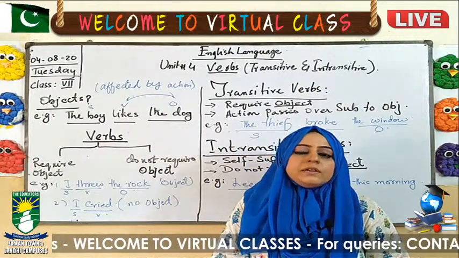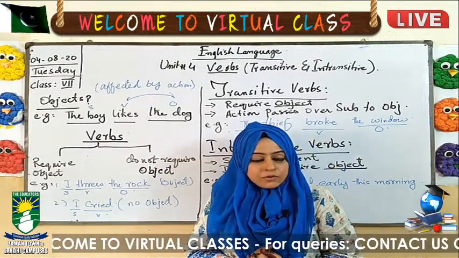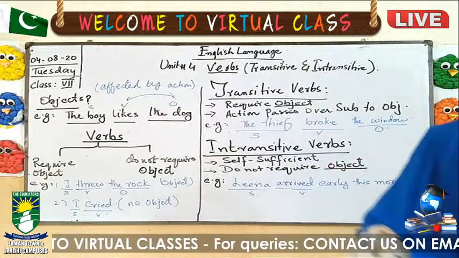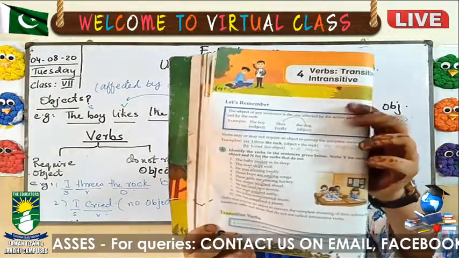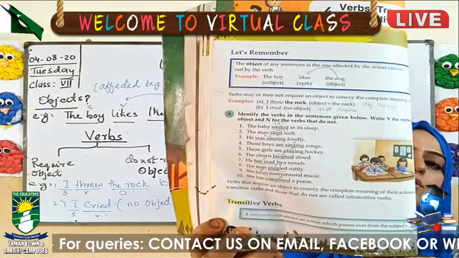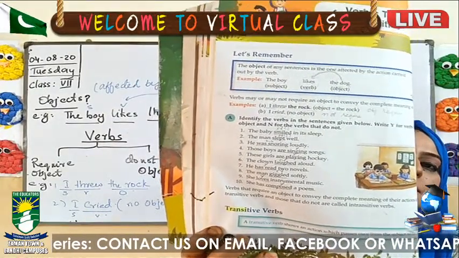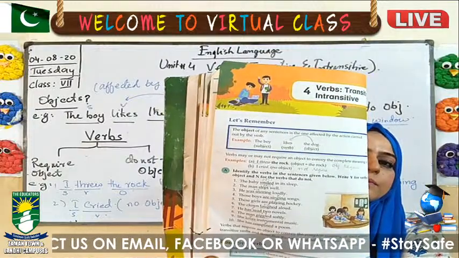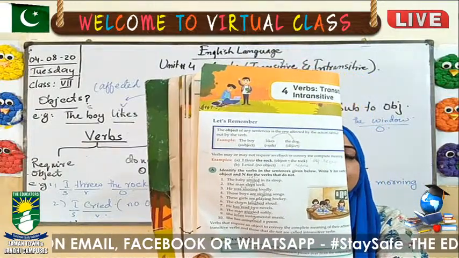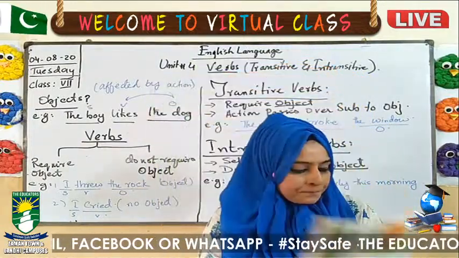Today we are going to discuss our unit number 4 and it's on page number 22. This one, open your books please quickly. Page number 22, unit number 4, verbs, transitive and intransitive verbs. This one. Clear? Let's begin now.